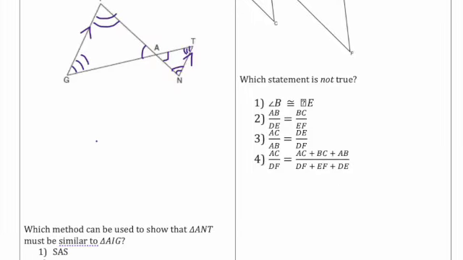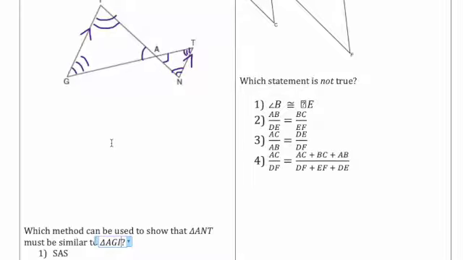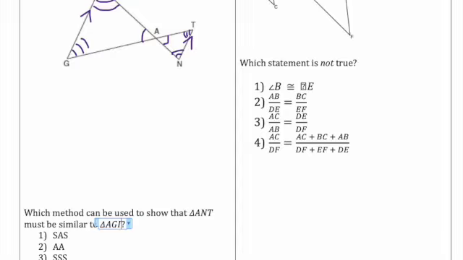Okay. So we have A and T, and then we have A, and it should go to GT, GI. So triangle AGI. Right? Because the corresponding parts should match. Okay. So we know we cannot use, whoops, sorry.